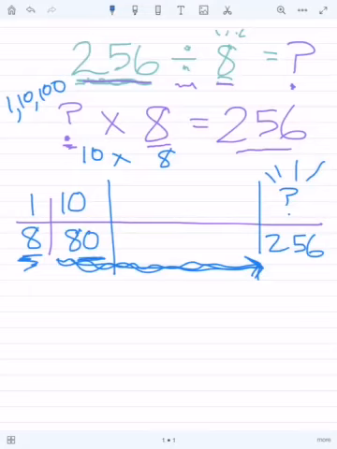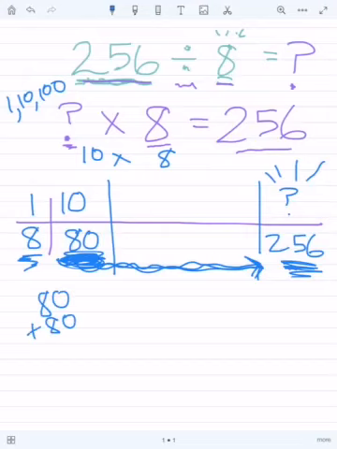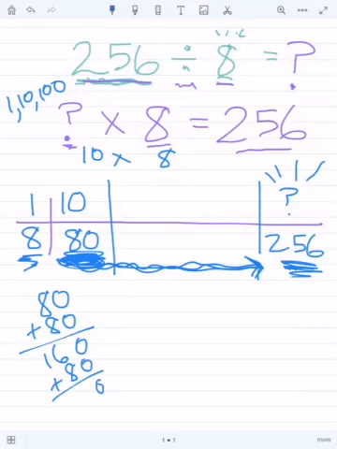Now, I'm getting closer to 256. Like, how many 80s until 256? Would you think, like, 2 of them? 3 of them? Let's see, 80 plus 80 gives you what? 160, getting closer. What if we added on another 80? Then we're at, oh man, 240. That's super close. So how many 80s was that? That was 3 of them.